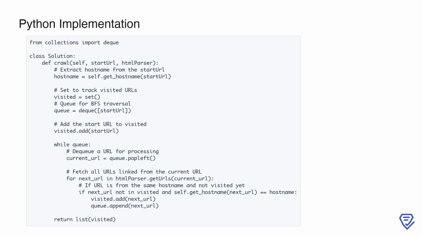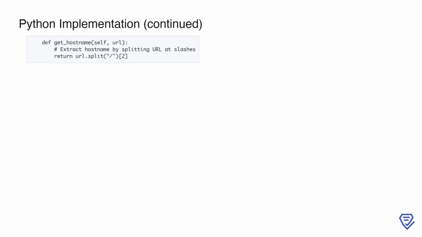For each of these fetched URLs, we check two conditions: whether the URL has not been visited yet and whether it belongs to the same hostname as the starting URL. If both conditions are satisfied, we add the URL to the visited set and enqueue it for further traversal. Finally, once the queue is empty, meaning all reachable pages have been processed, we return the visited URLs as a list.